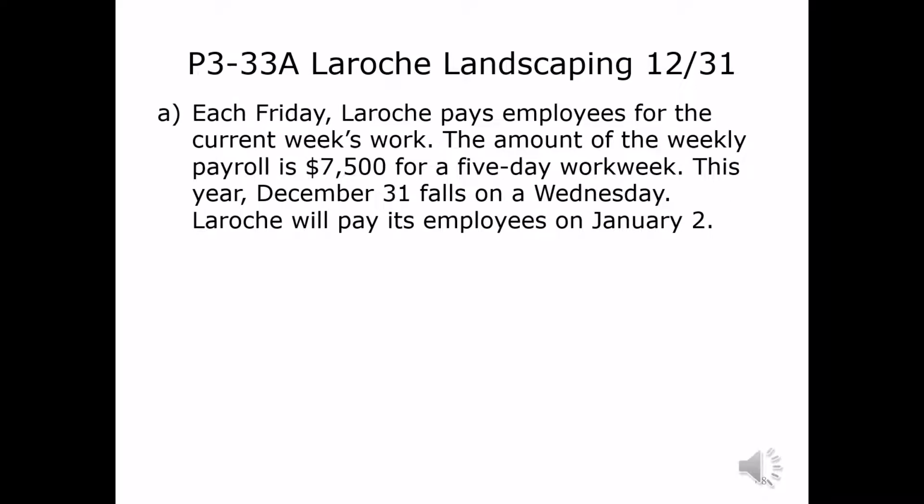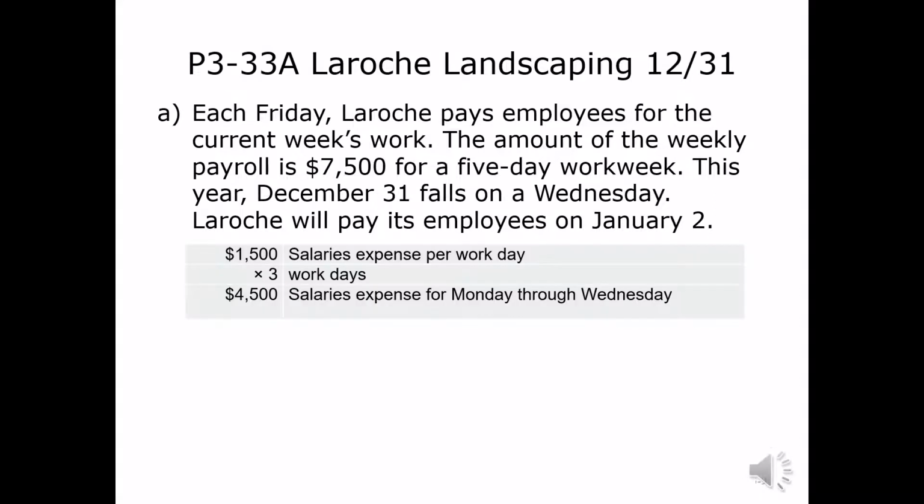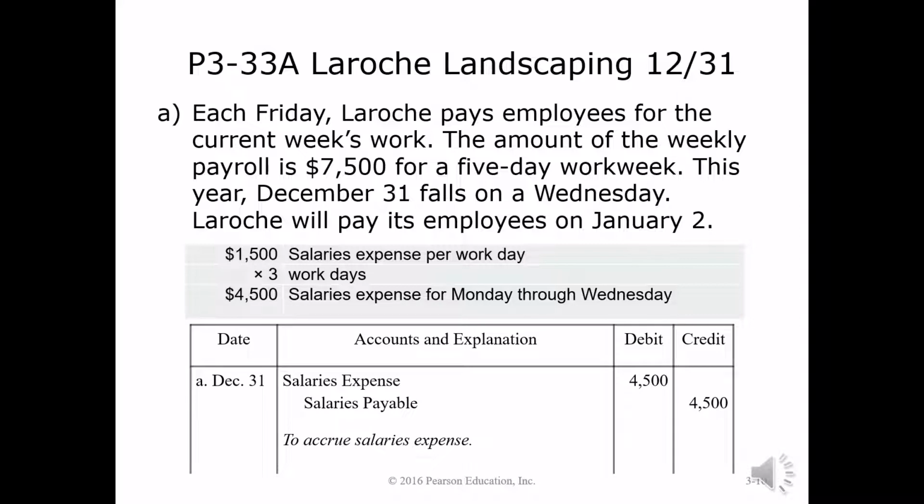We need a total adjustment of $4,500, which is the salary expense for the 3 days in December. And here's the journal entry. We already decided that we were going to debit salaries expense. Now we know it's for $4,500. And we need to credit salaries payable, which is a liability stating that we acknowledge our obligation to pay our salaries of $4,500.